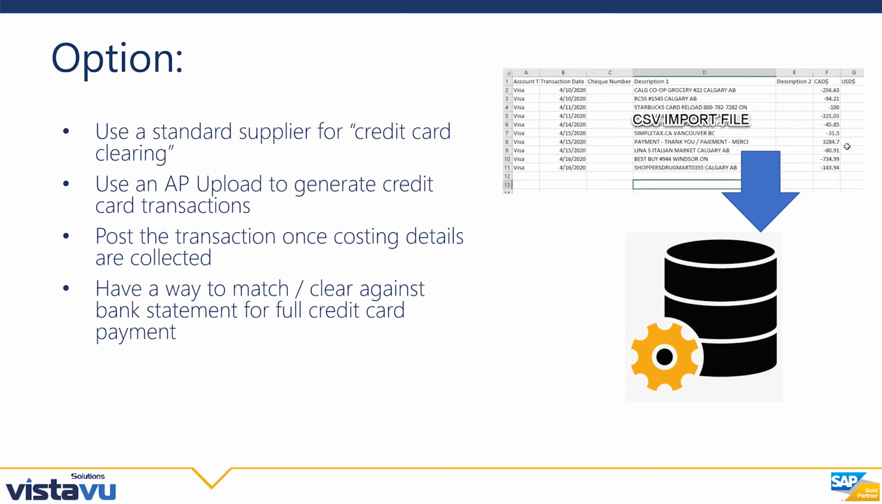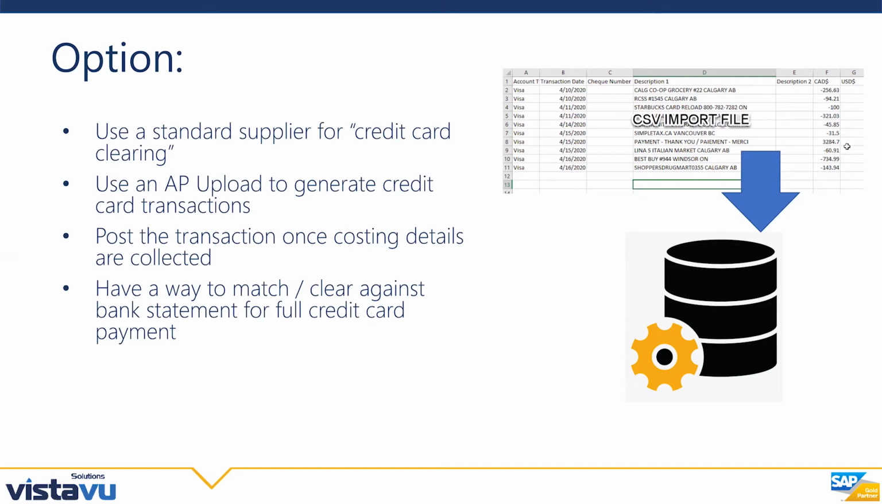So in the solution today, we're going to look at using a standard supplier as the credit card clearinghouse, where we load all the transactions into that single supplier. We obviously don't want to set up suppliers for every single vendor that the credit card accesses, but just one to load all these transactions through. We're going to use an AP upload to generate the credit card transactions. That's through ByDesign's accounts payable Excel template.